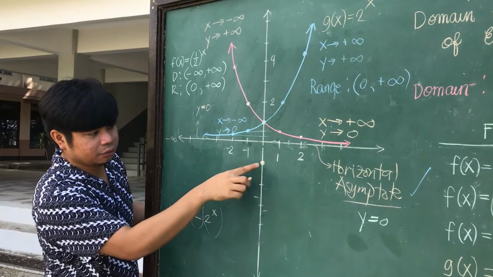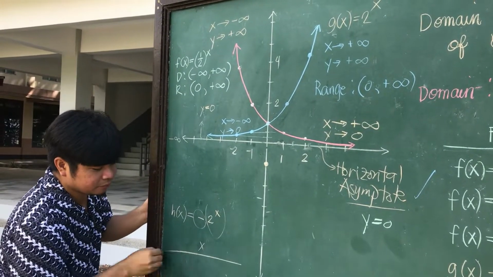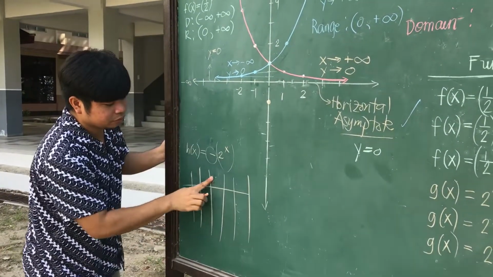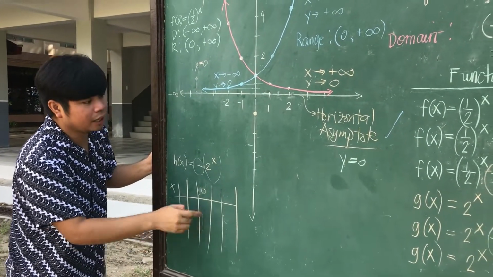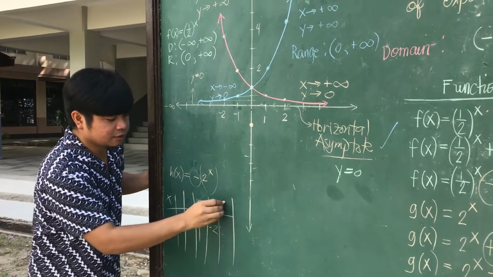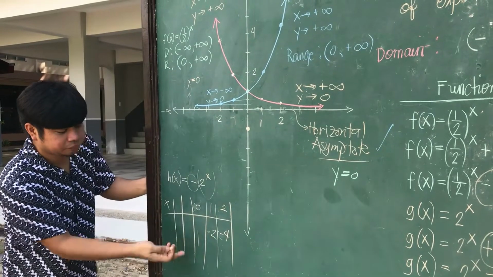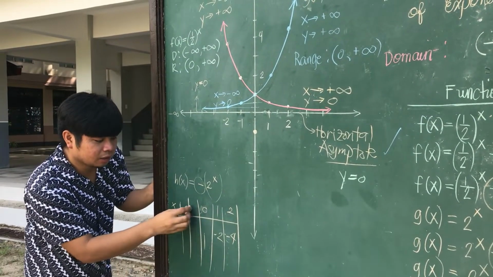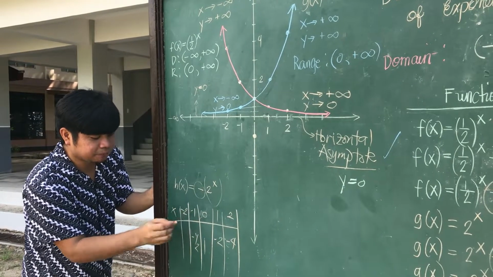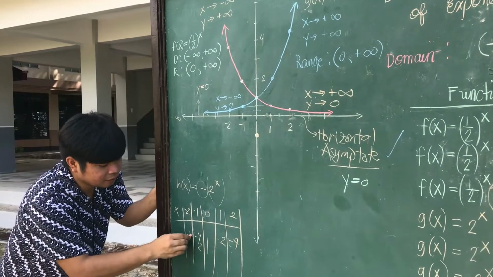When x is 0, y is 1. When x is 1, this will now be negative 2. When x is 2, negative 4. You see what is changing? When x is negative 1, we have negative 1/2. When x is negative 2, we have negative 1/4.